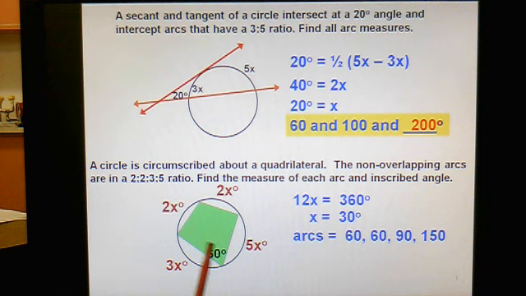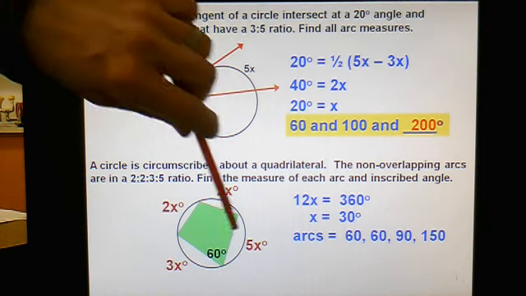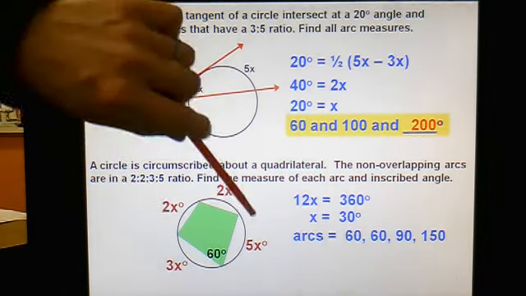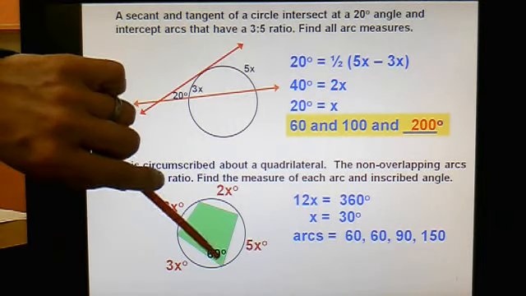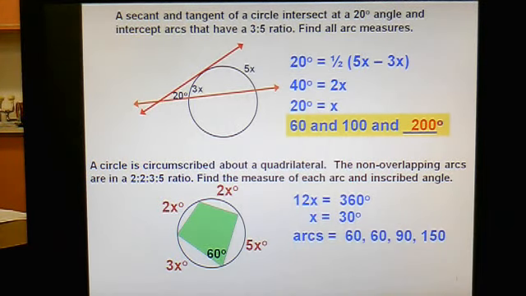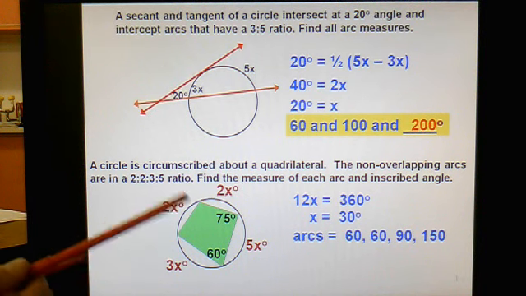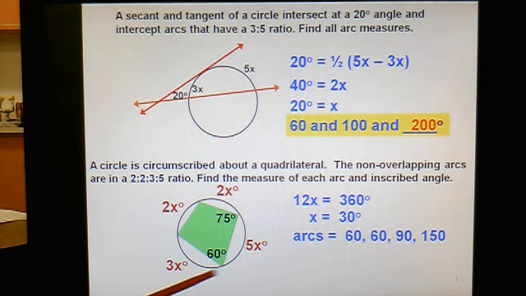The same idea applies with the bottom angle. If this is 60 and this is 60, the whole thing's 120. This inscribed angle should be half of that. Going this way, 5x and 2x is 7x, which is 210. If this is 210, this one should be 105. I'm doing these out of order, sorry about that. This is 5x, which means this is 150. Half of 150 is 75. And you work your way around the quadrilateral in that sequence.